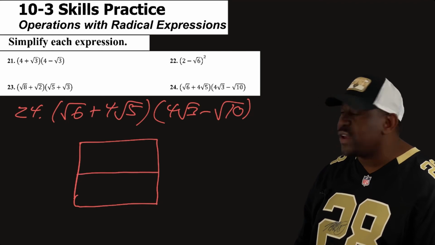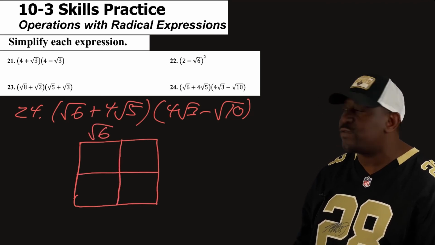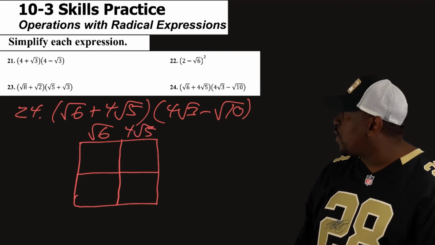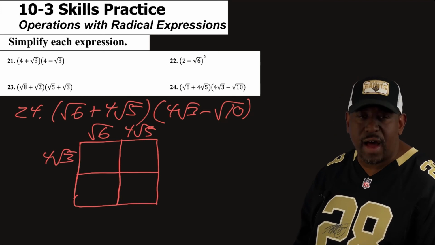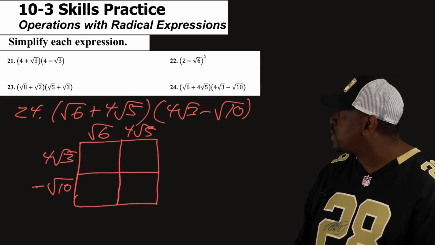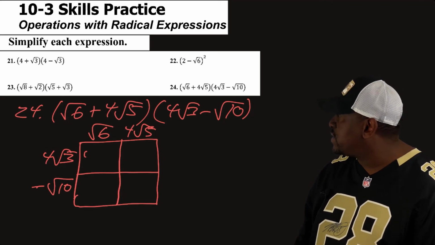So again, we have 2 by 2, so we will create a box and create our 4 products. Horizontally, we'll have the square root of 6 and 4 times the square root of 5. Vertically, we'll have 4 times the square root of 3 and negative square root of 10. We get each of the 4 products.